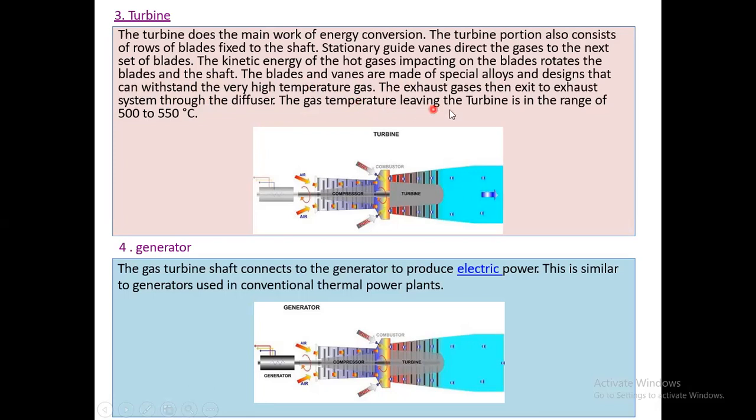The exhaust gases then exit to the exhaust system through the diffuser. The gas temperature leaving the turbine is in the range of 500 degrees centigrade to 550 degrees centigrade. So this is the turbine section, which gives you the idea of how it works.